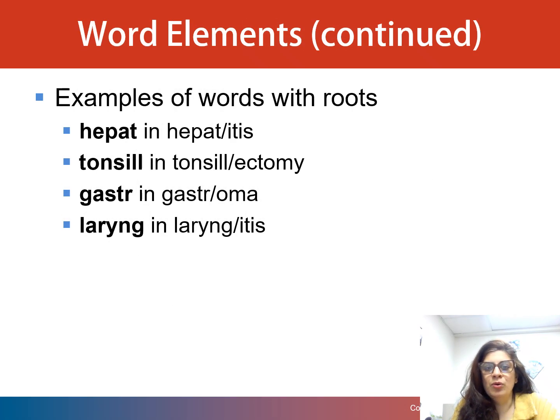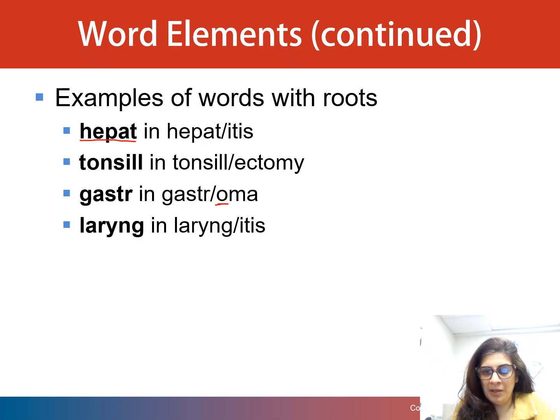So examples of the word root would be hepat in hepatitis, which means liver, tonsil in tonsillectomy, gastr in gastroma, and larynx in laryngitis. So let me just explain to you a little bit what's going on here. See, this is your word root here. And then remember how we talked about the combining form? That's a vowel that I told you we use sometimes to combine the words.